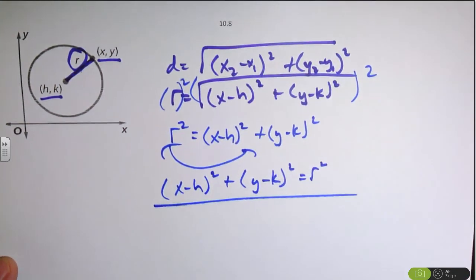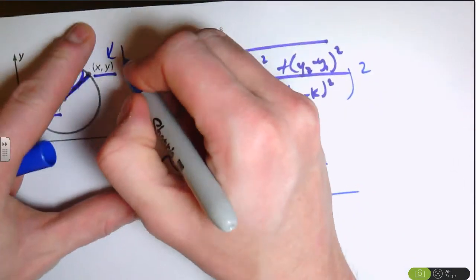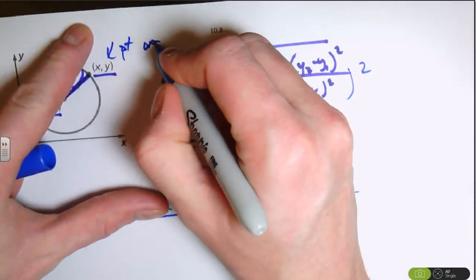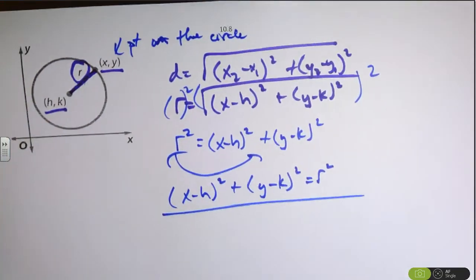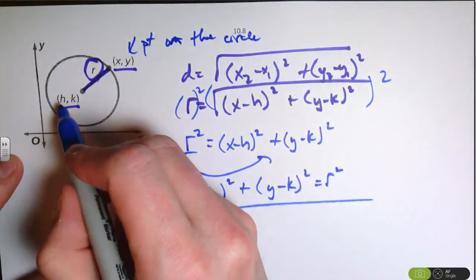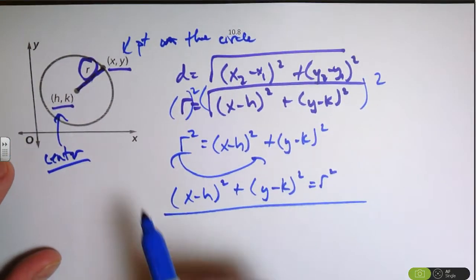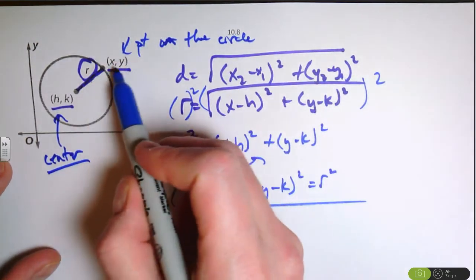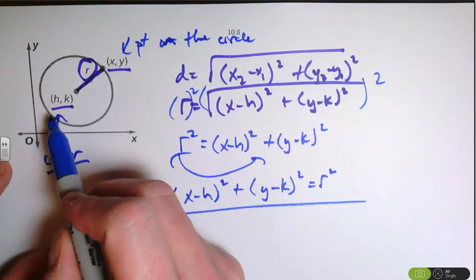Oh, and one thing I just realized I really wasn't covering. x, y is a point on the circle. Okay, that's sloppy, but x, y is the point on the circle. h, k is the center. So x, y is just some random point on a circle. It's going to be letters in this case. h, k will be numbers.